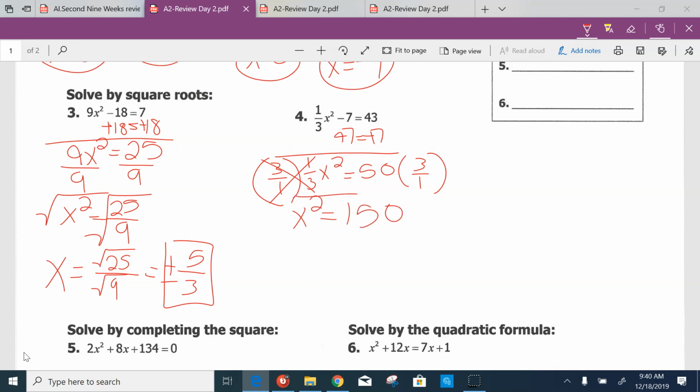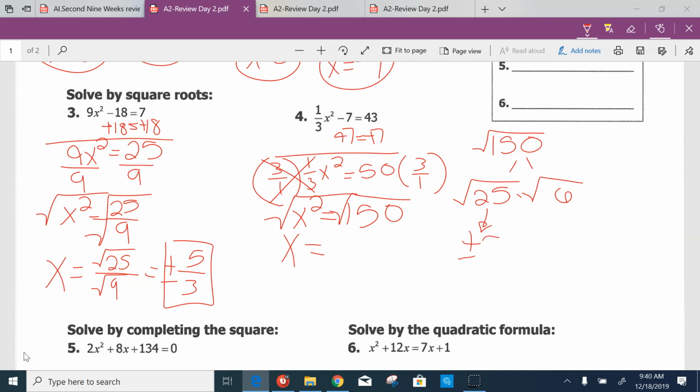Now I find the square root of both sides. I get x equals the square root of 150. When I do that, I have to break down 150 because 150 is not a perfect square. But I can break it down to 25 and 6. 25 gives me plus or minus 5 for an answer, and the square root of 6 is just the square root of 6. So x will equal plus or minus 5 square roots of 6.